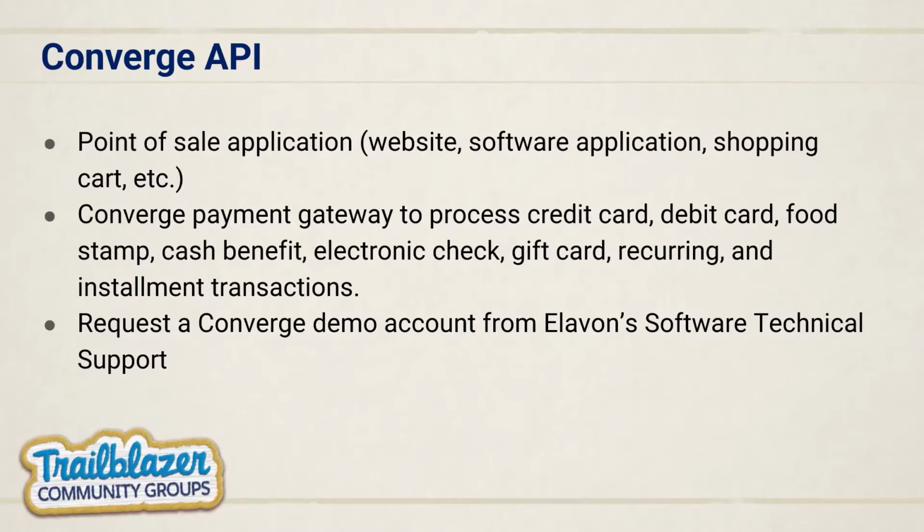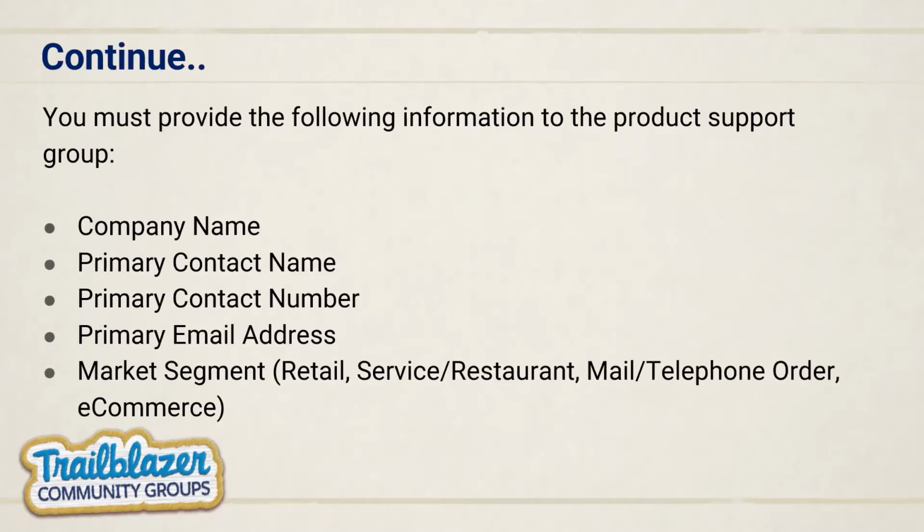To start our integration, we need a demo account. For that, we need to request the Elavon support team. They will create the demo account for us. For that, we need to provide some details to them, like our company name, primary contact name, contact details, email address, and what our market segment is. We need to provide this information to the support team.